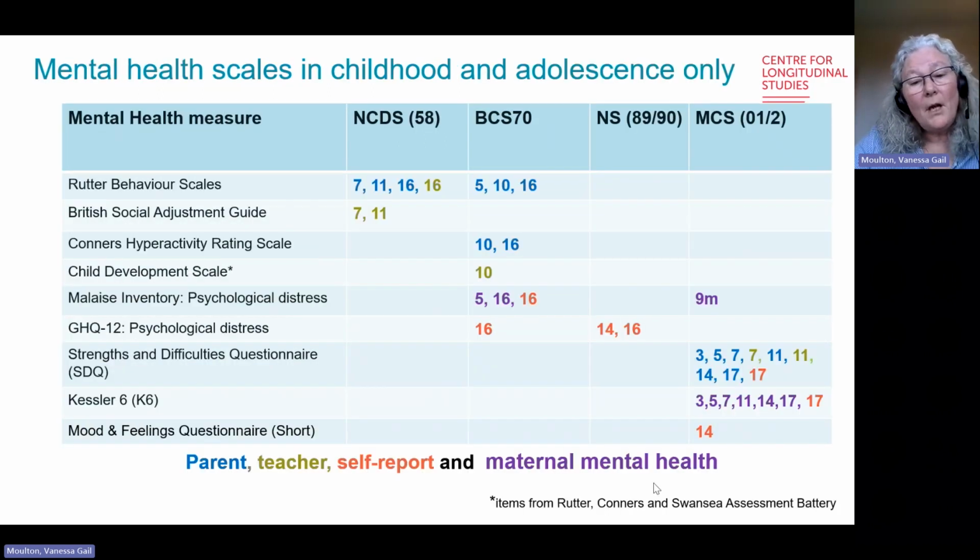Regarding mental health, there are self-reported doctor diagnosis of depression, anxiety, and mental health. So whether they've seen a specialist, some cases of age of diagnosis, and there are a number of mental health scales used across the cohorts in childhood and adulthood. In childhood, for example, in the NCDS and BCS 70, the Rutter behaviour scales were administered successive times across childhood, and this measures emotional and behavioural difficulties.